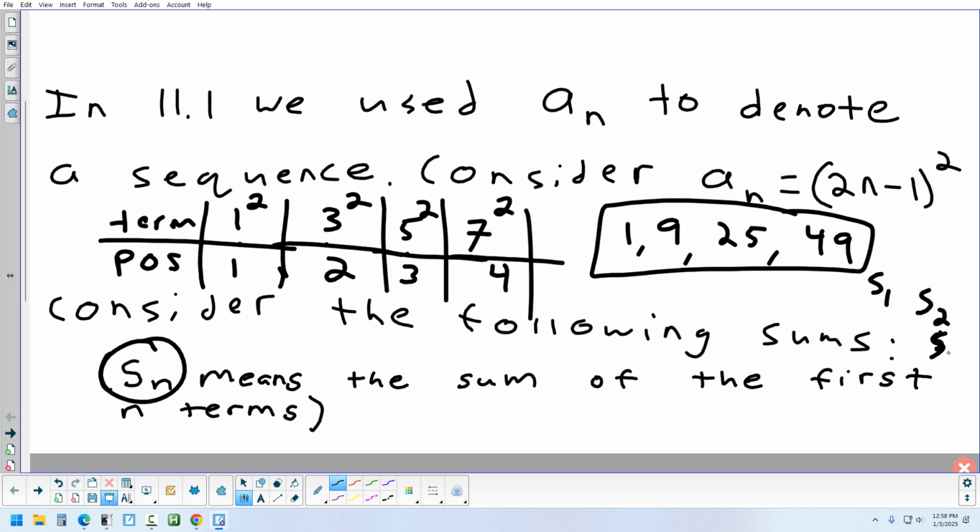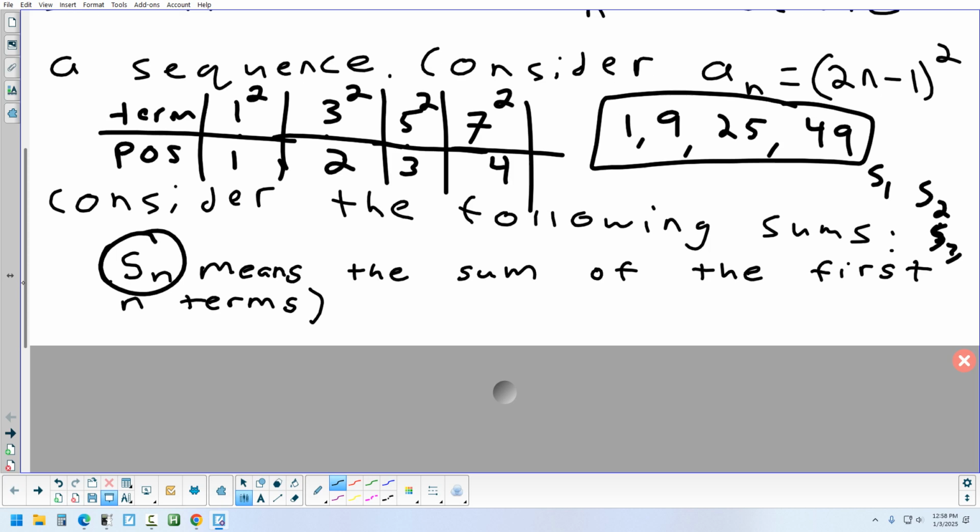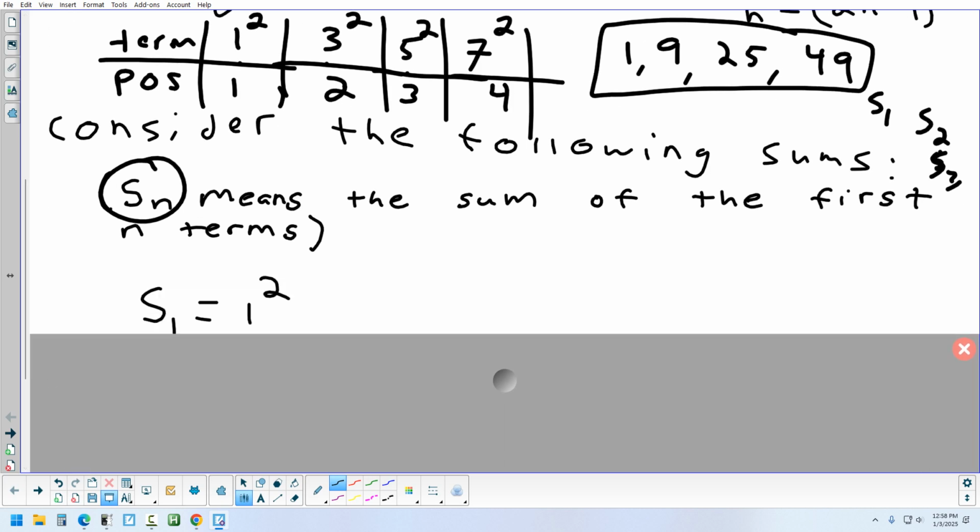S sub 3 only means add the first 3 and add them up. Wait, so S1 is just the first term? So S1 is just the first term.